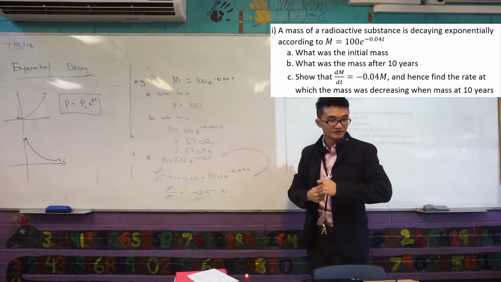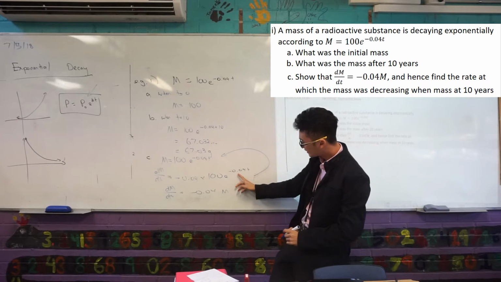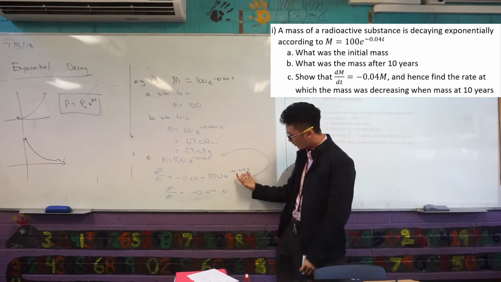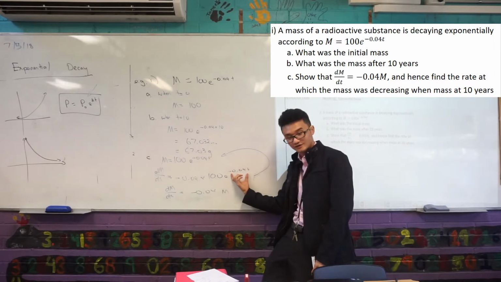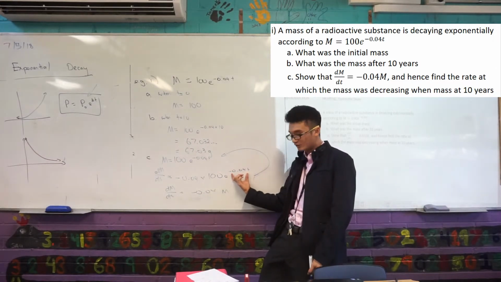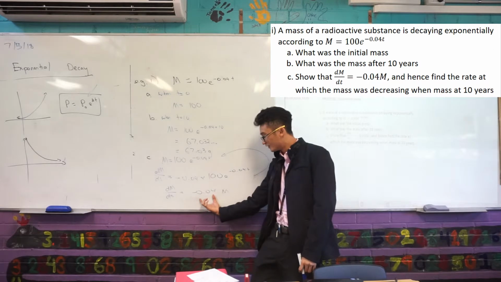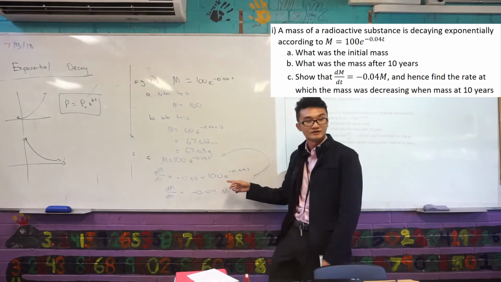Question: how do you get 0.04? Because remember, when you take the derivative of an exponential, I'm going to take the derivative of this part here, which is negative 0.04, bring it as a constant at the front. And then that's what I get left with there, and the original in the front.